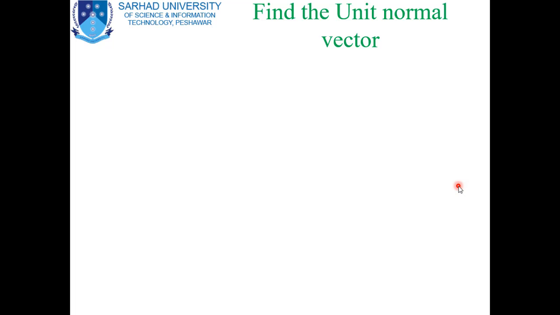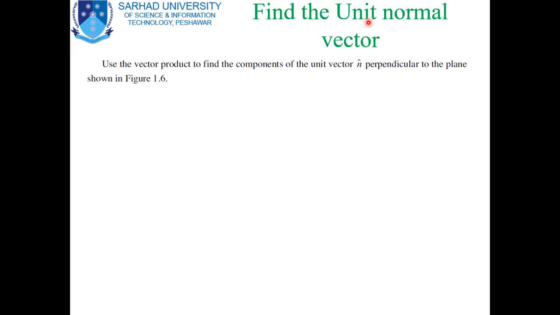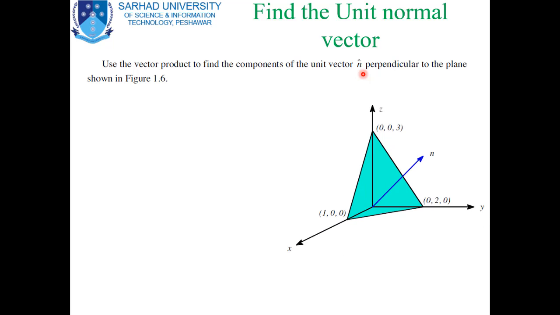Now in this numerical problem we have to find a unit normal vector. A unit normal vector means a vector which is perpendicular to a plane. And we have a plane which intersects the x-axis at point 1, 0, 0, the y-axis at 0, 2, 0, and the z-axis at 0, 0, 3. Now for a plane we need two vectors. To construct a plane we need at least two vectors. So let this represent our vector A and this represent our vector B.